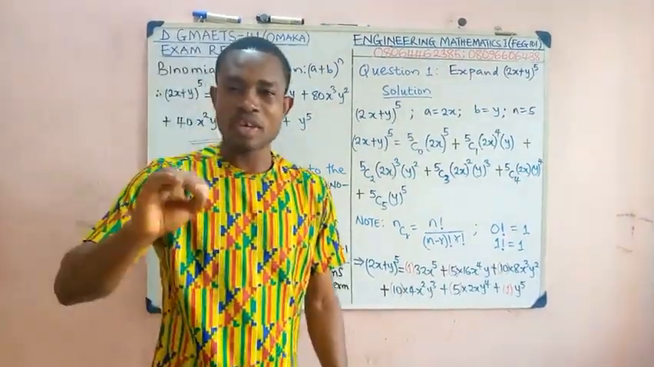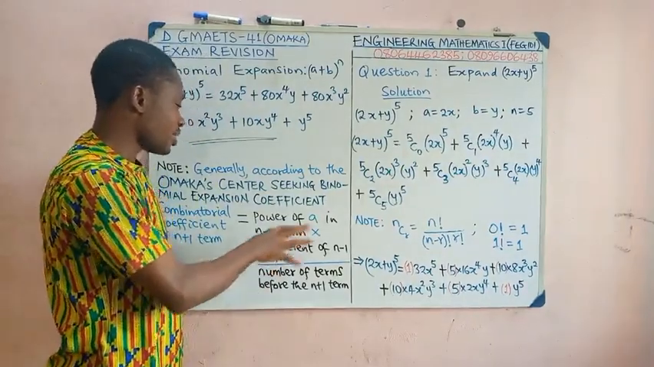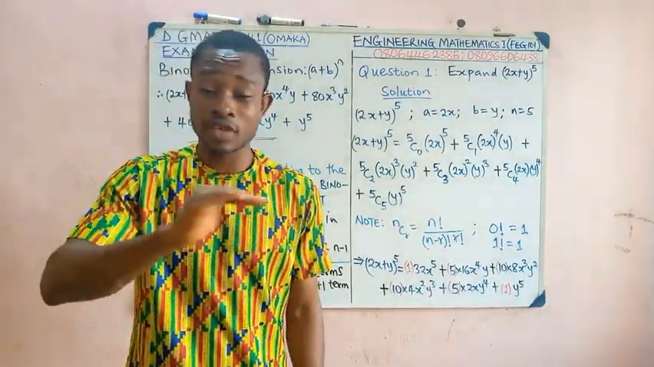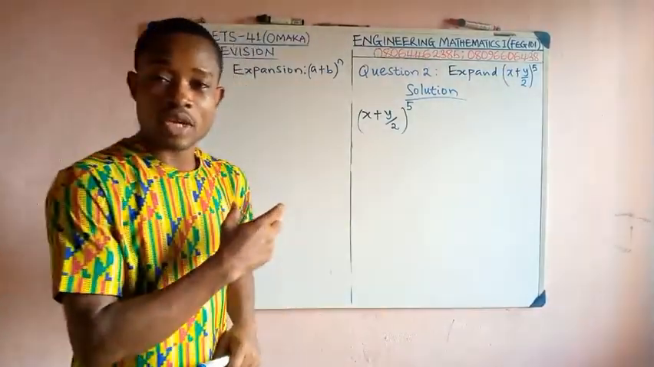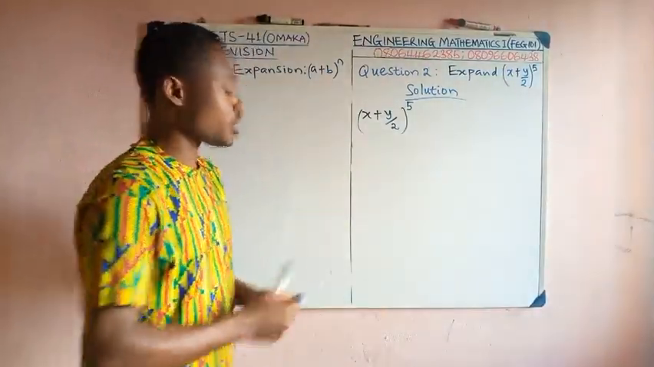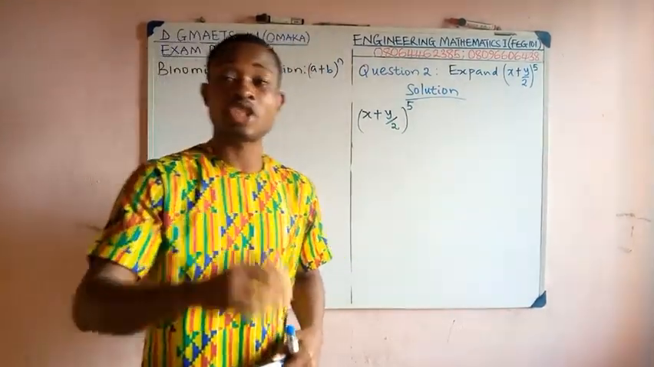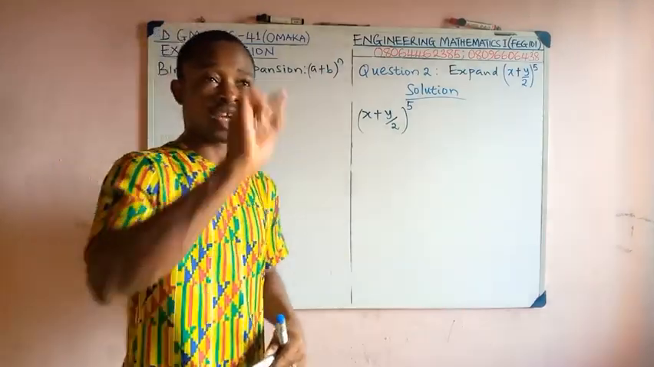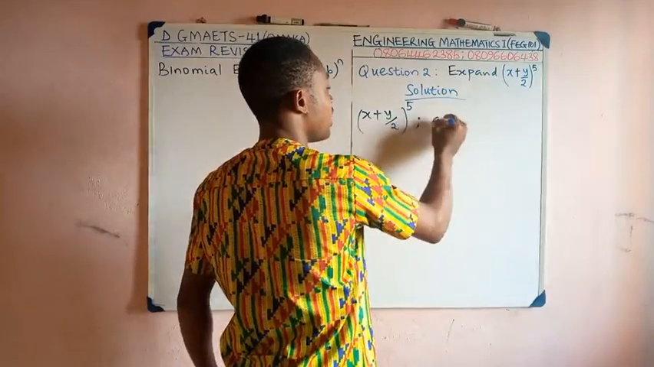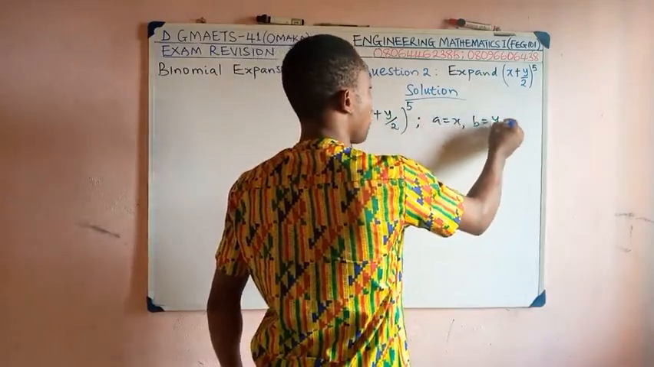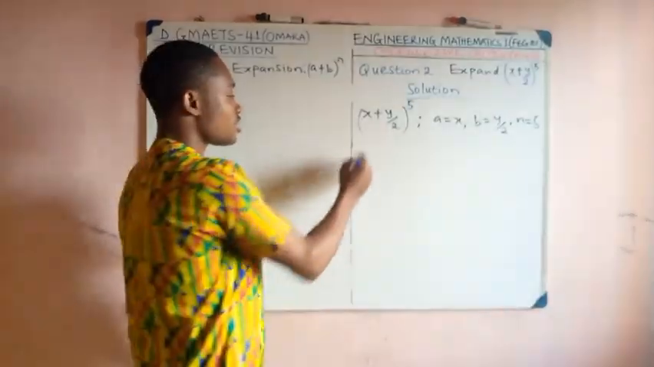In the next video, we're going to pick a value where I will solve an expansion using this binomial expansion coefficient formula, and you'll see it very clearly. Now, let's expand this binomial term on the board here. We're going to use the binomial expansion coefficient formula method to obtain the coefficient n combination r. Remember, from here, a is equal to x, b is equal to y over 2, and n, which is the power, is 5. So let us do this and see.